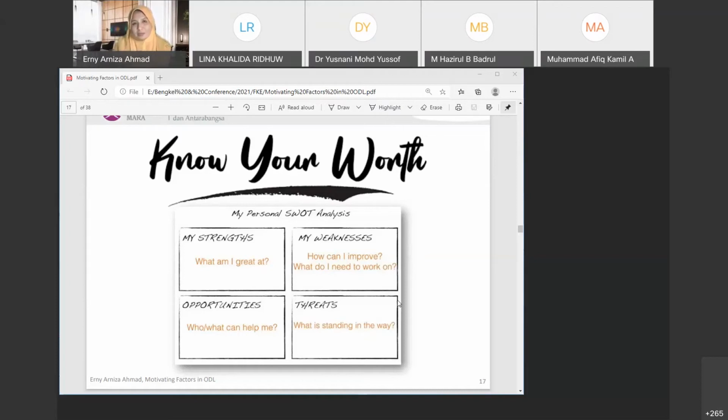Okay, why? You need to know the threats. Because that will help you to change. That will help you to adapt. Baru kita tahu, oh, rupanya strength aku dekat sini is actually, this can help me to remove this threat.